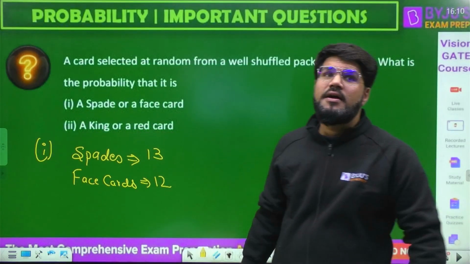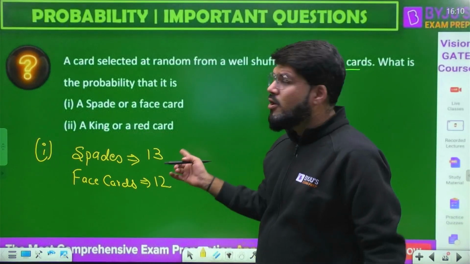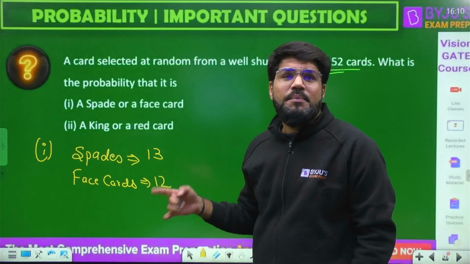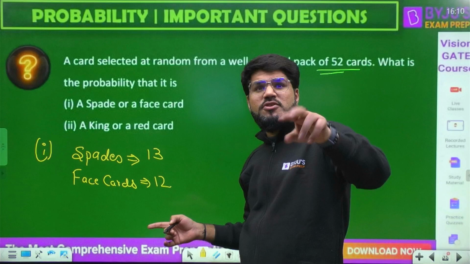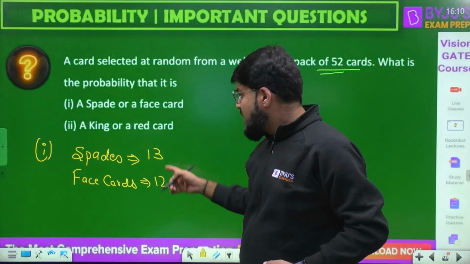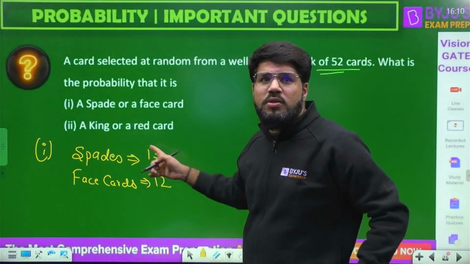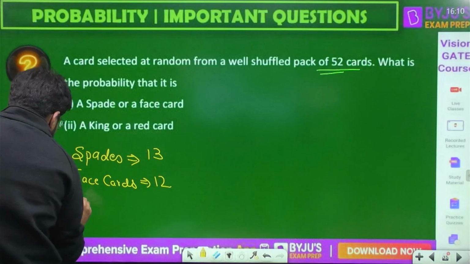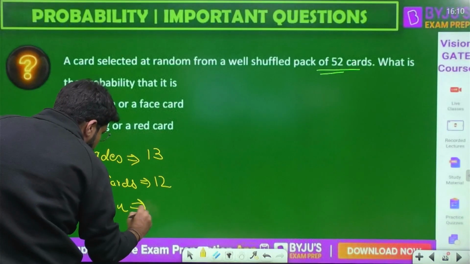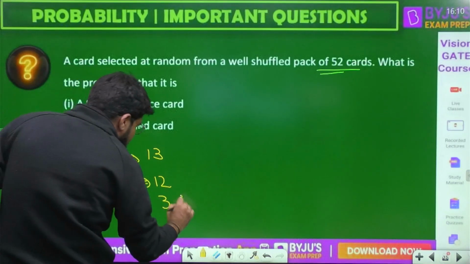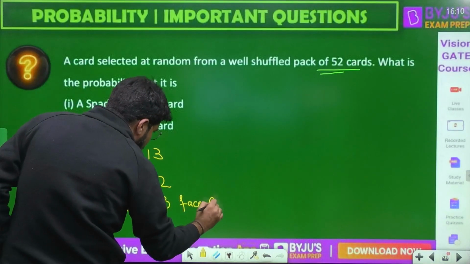No. You are calculating A or B, A union B, and there can be something in common. Out of the 12 face cards, there are 3 face cards of every suit, so there are 3 face cards of spades also. That is counted in both. So let me write down the common part. The common is 3. Why? Because there are the 3 face cards of spades out of these 12.